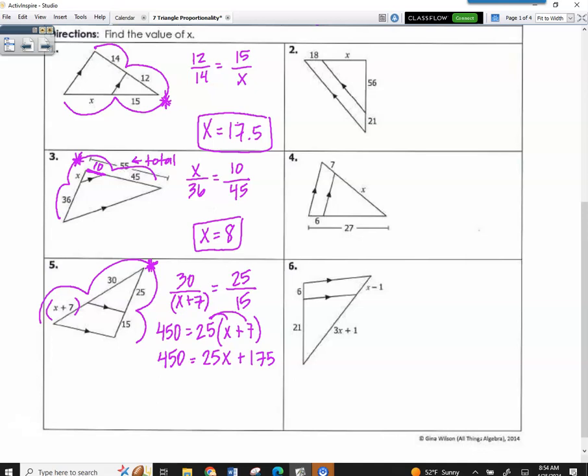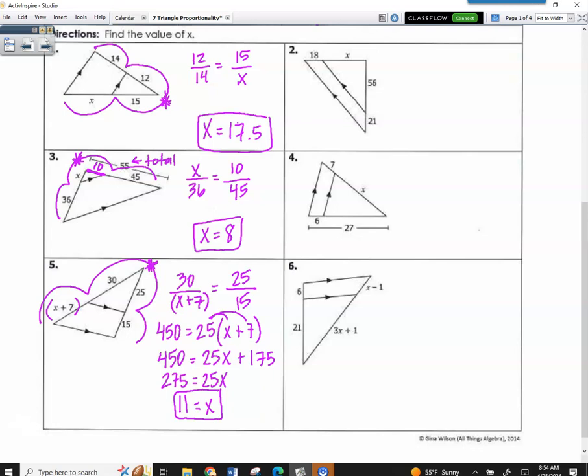Subtract the 175. And then divide by 25. Don't panic on number 6. You do see two binomials, but when you go to set it up, they are not going to end up multiplying together. It's not a quadratic. It'll still be linear, okay? So you should be able to do it just fine.